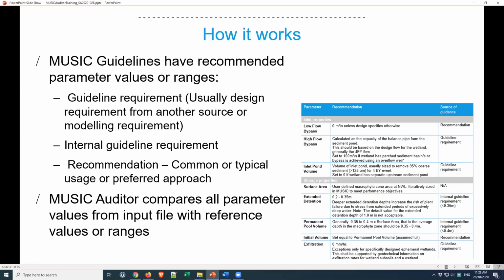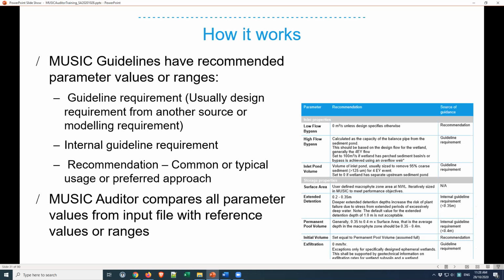So what's the basis for the parameters that we're checking? Usually it's from a guideline requirement, and that's drawing on either design guidelines or another source. So it's probably worth saying that for the design guidance for South Australia, there isn't a lot of material in that that gives us a basis for setting parameter ranges.